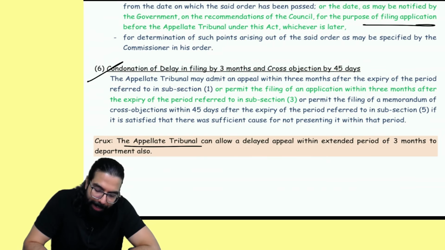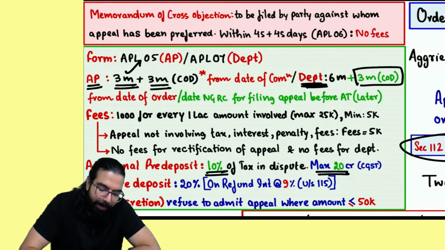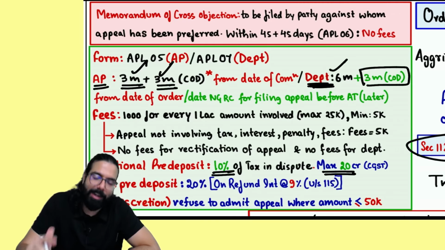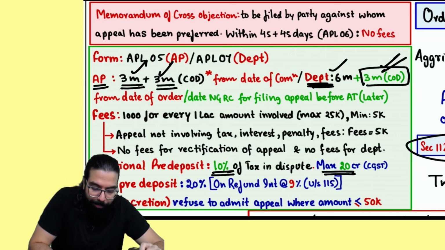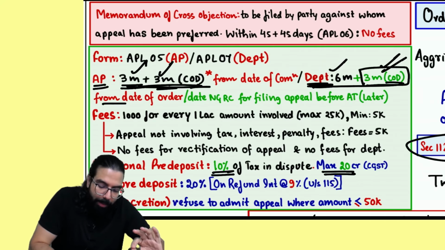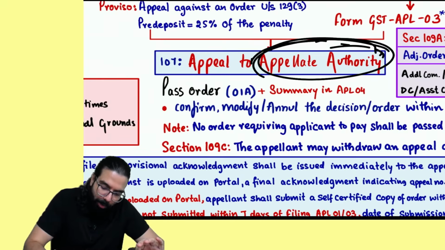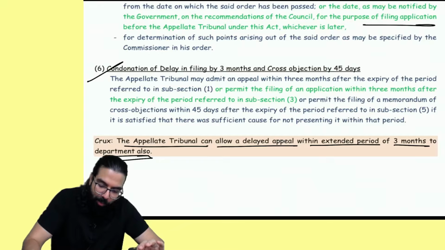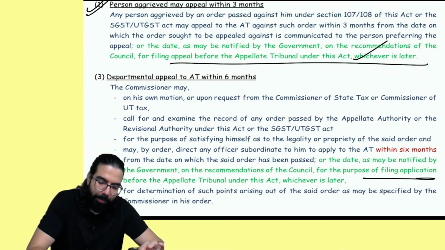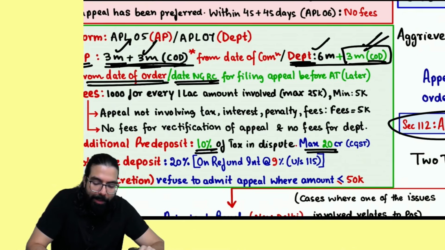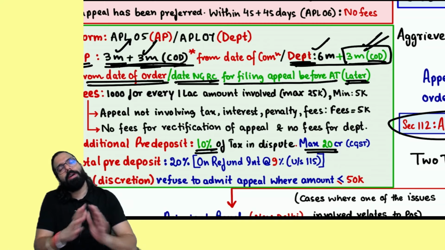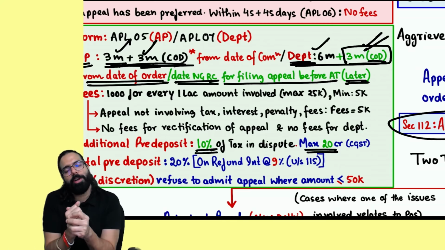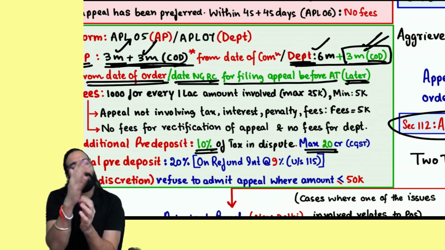Yes, sir. The appellate tribunal can allow a delay of 3 months to the department also. We were given 3 plus 3. The department was given only 6 directly. Now 3 months has been given for the department. 3 months from which date? From the date of the order of the appellate authority, or what is the meaning of these two lines? The date which is notified by the government on recommendation of the council for filing an appeal, whichever is later. Basically, from the day you get the appellate authority order, run, within 3 months plus 3 months you go.